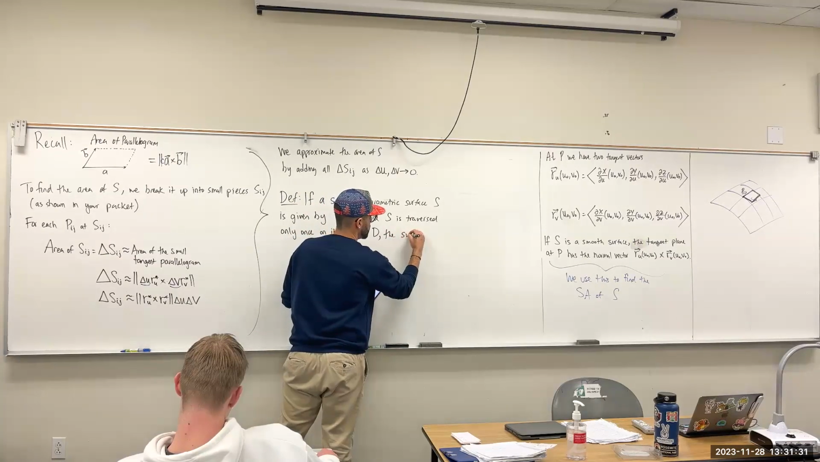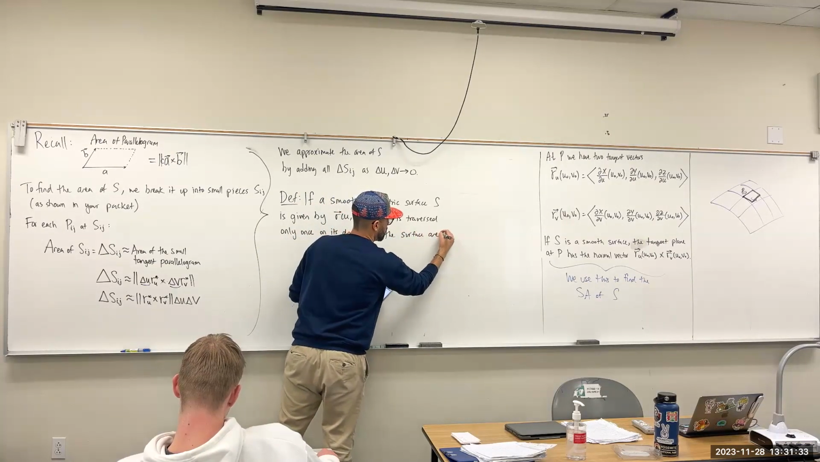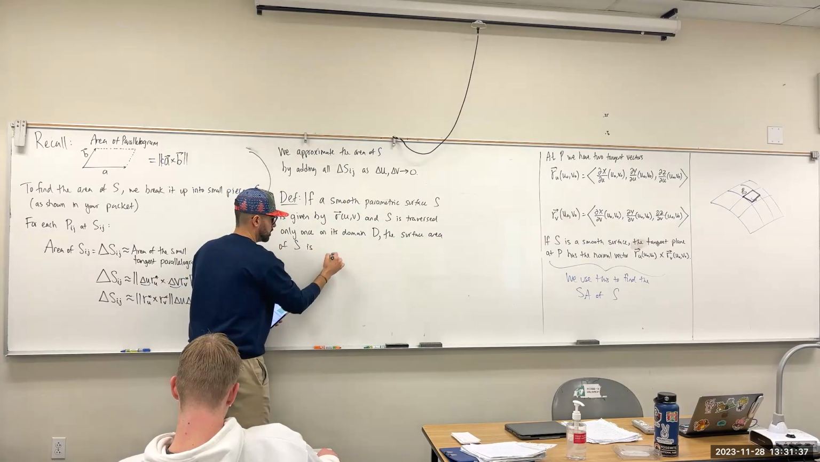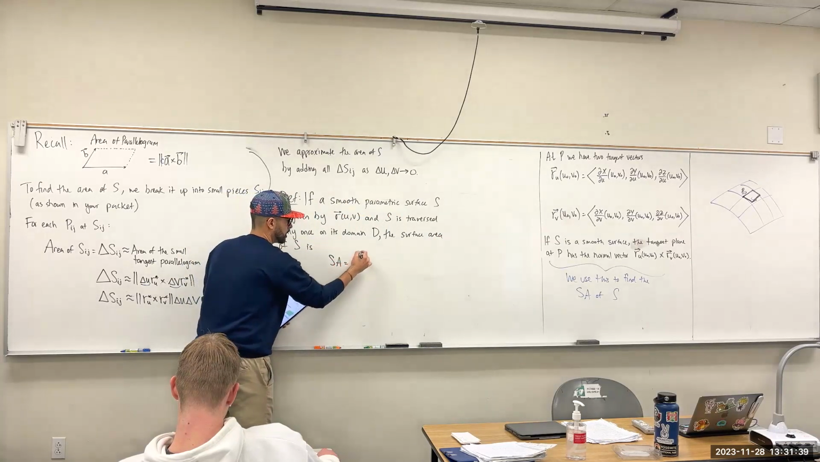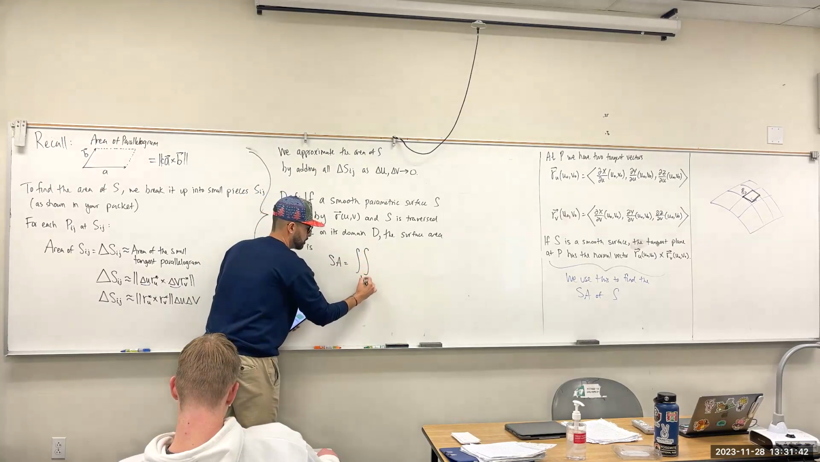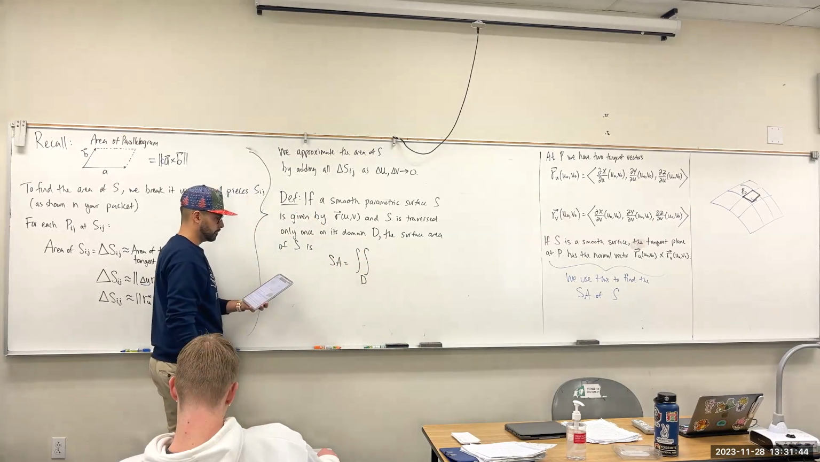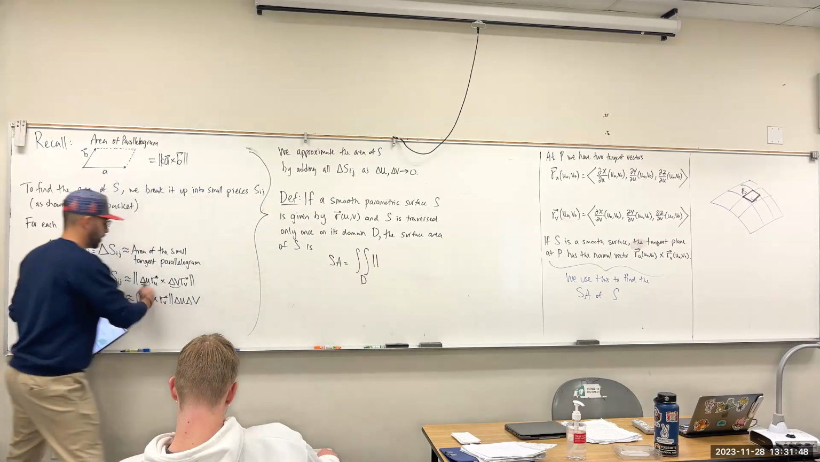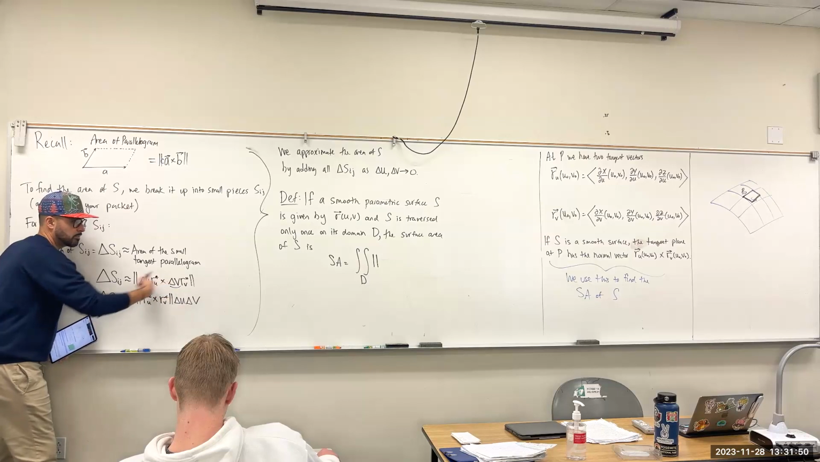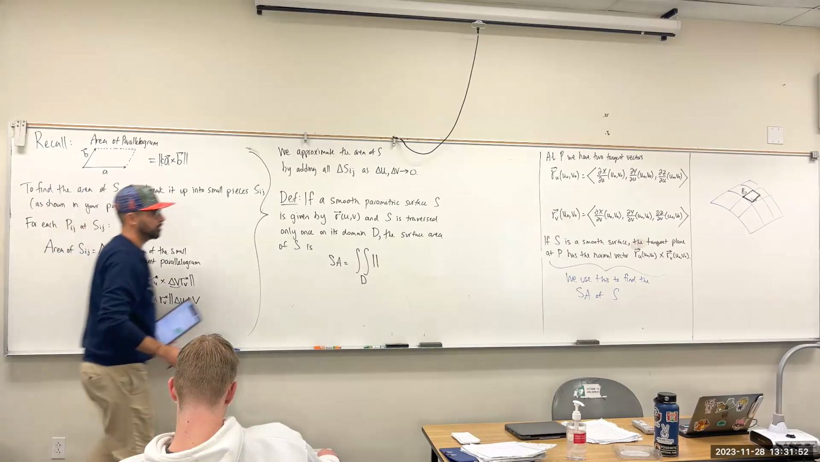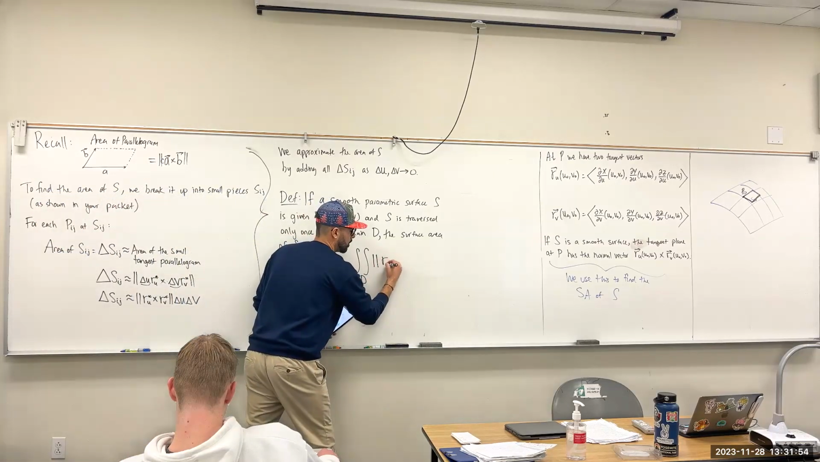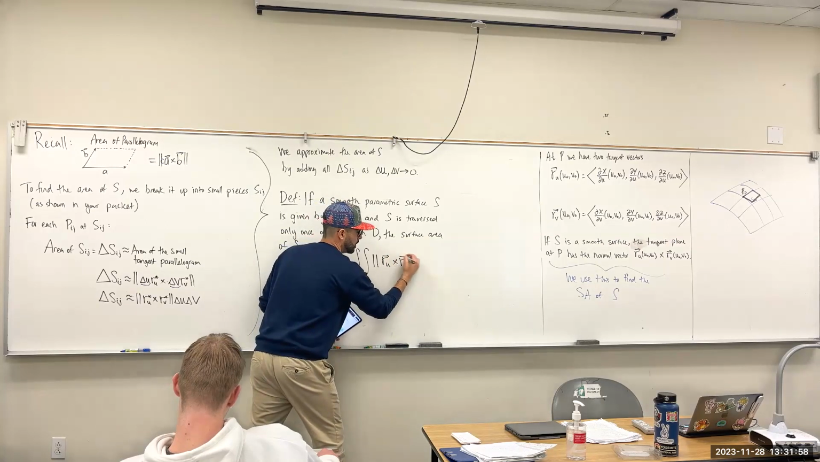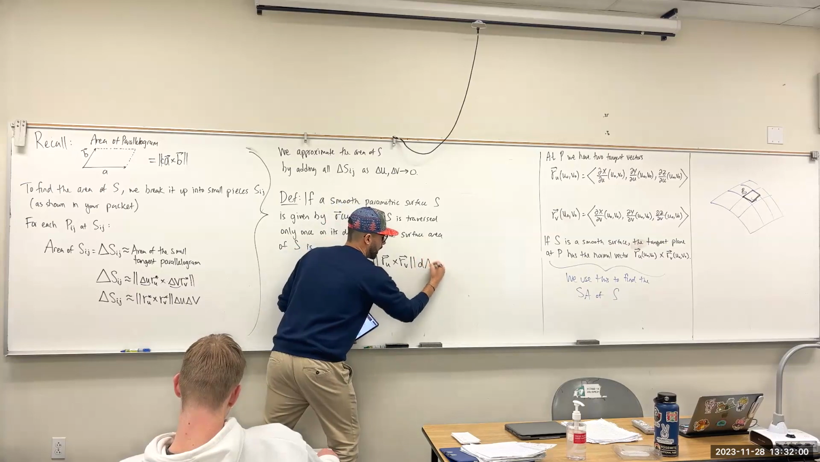The surface area of S is going to be a double integral of all these sums here. So it's going to be the magnitude of partial RU cross partial RV, dA.